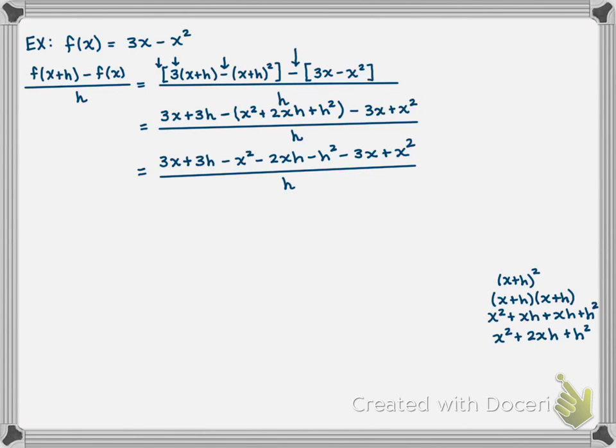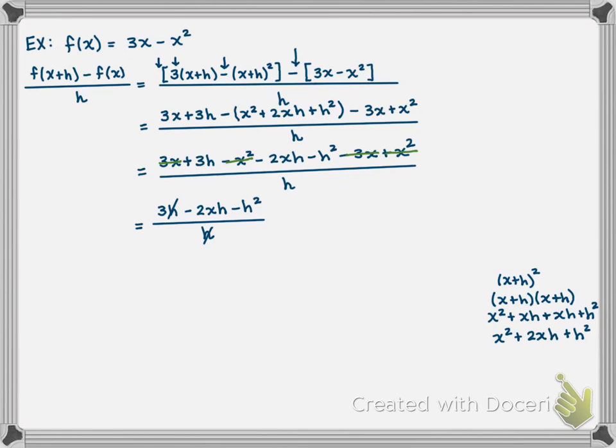And just when it seems like it's getting out of control, things are going to get nice and neat. So I have 3x minus 3x is 0. Negative x squared plus x squared is 0. And that's it. So 3h minus 2xh minus h squared. So notice everything that's left contains a factor of h, right? Everything else added to 0.